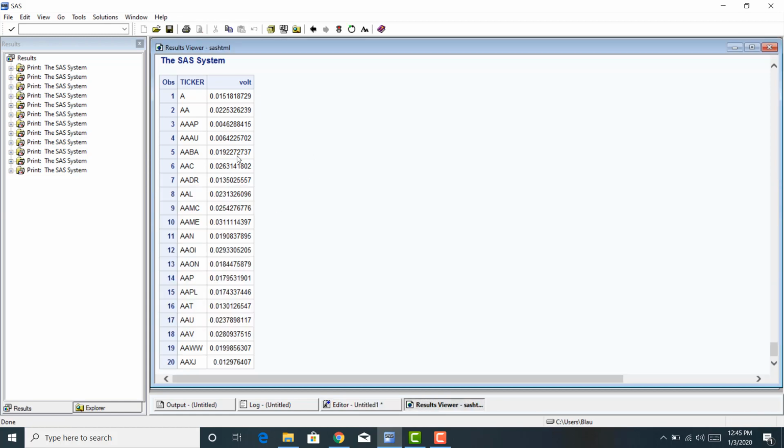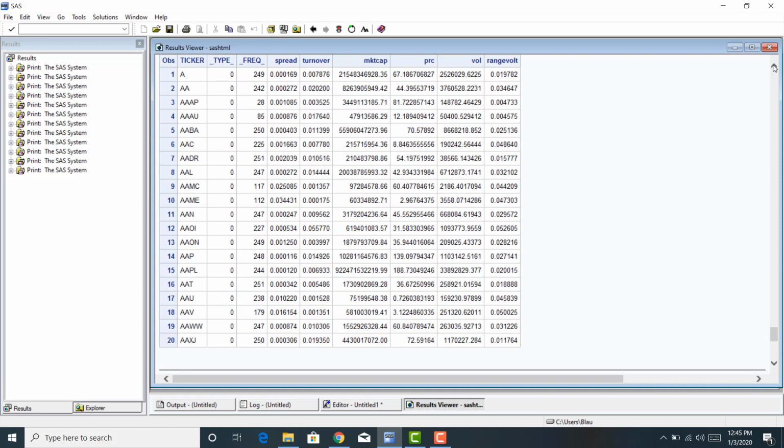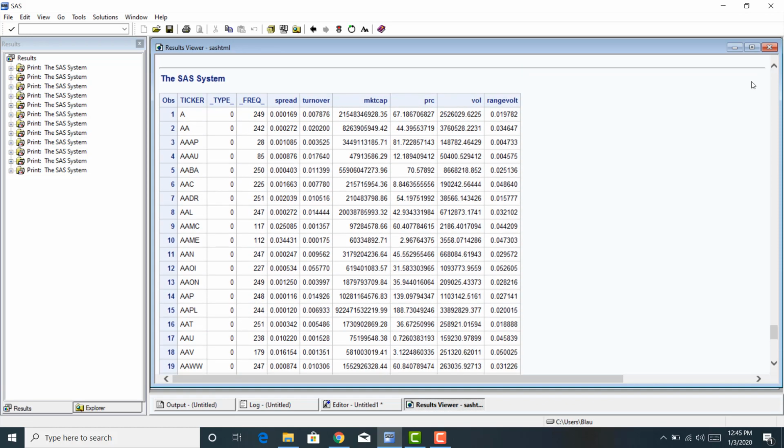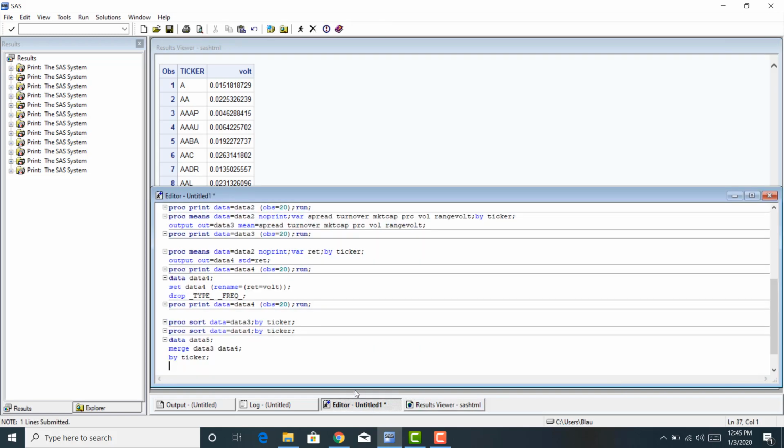So just to recall, this is data set Data 4. It consists of ticker symbols and our measure of volatility, which is the standard deviation of daily returns across all days in 2018. And this is data set Data 3, which consists of the ticker and then the average bid-ask spread, the average turnover, the average market cap, the average price, the average volume, and the average range volatility. Okay. Now I'm going to merge these two things by ticker.